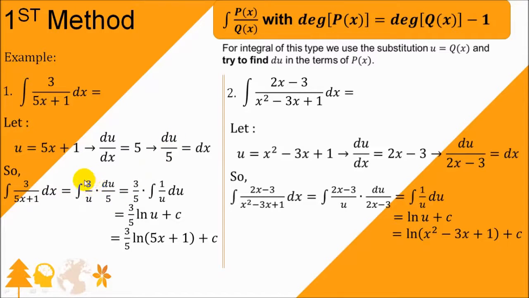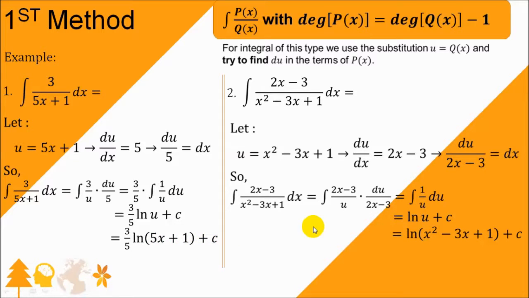3 and 5 as constants, so we can move them in front of the integral, and we only have the integral of 1 over u du. Using the basic integration formula, the integral of 1 over u is ln u. Then we substitute back what u is, 5x plus 1. So we get 3 over 5 ln of 5x plus 1, plus c.